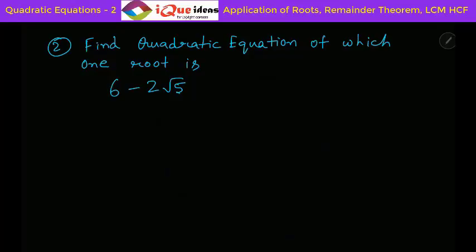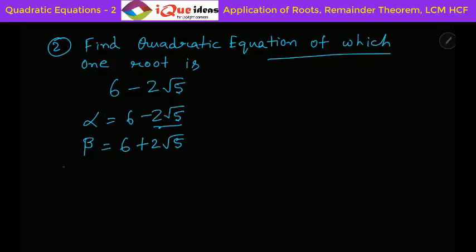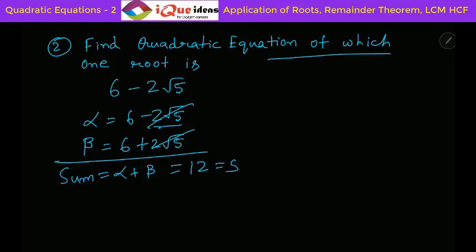Now let's take up the next question. It says find the quadratic equation of which one root is 6 minus 2 root 5, right? So let's say alpha, that is one root, is 6 minus 2 root 5. Again, this is an irrational number. So the other root beta can be taken by changing the sign of the irrational part. The irrational part is 2 root 5. So here it is already minus, so we'll take plus 2 root 5. Right? So if I add, we will get the sum of roots, that is alpha plus beta, and that will be equal to, 2 root 5 cancels, 6 plus 6 is 12. So this is the sum of roots.